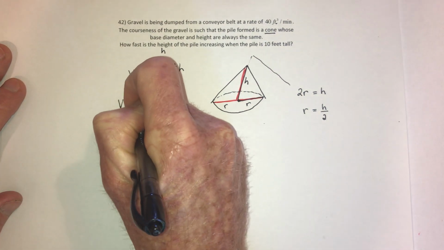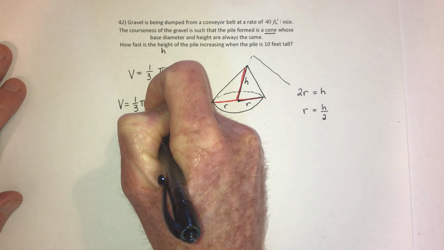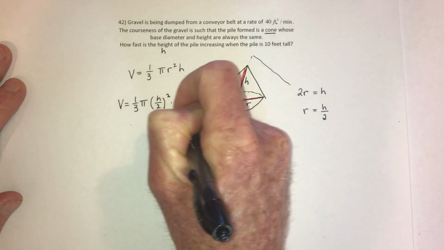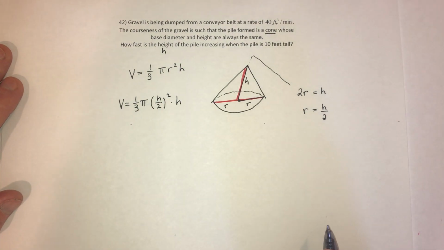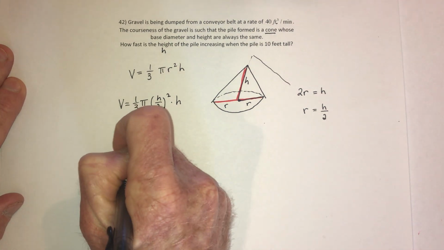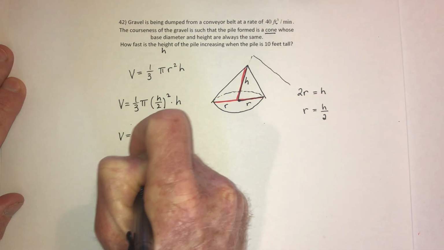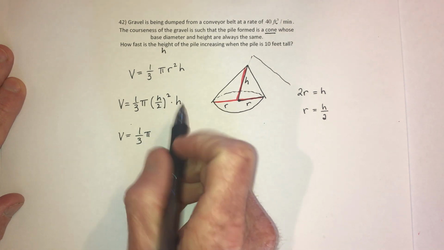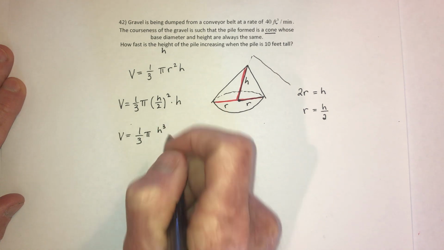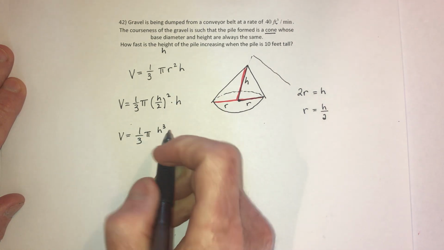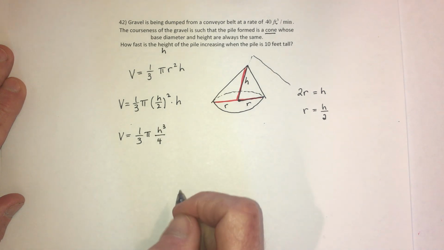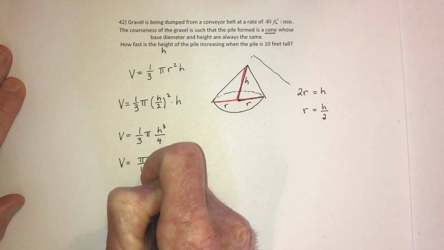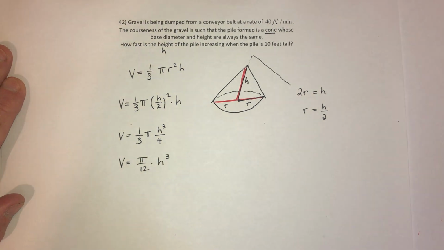Then substitute that in. So r gets replaced with h over 2. It's still squared and it's still times h. And then I should simplify this a little bit. So 1/3 pi, that could stay there. But this is going to be h squared. And then times another h, so that's h cubed. And the bottom part needs to be squared, so that's over 4. Or in other words, pi over 12 h cubed.